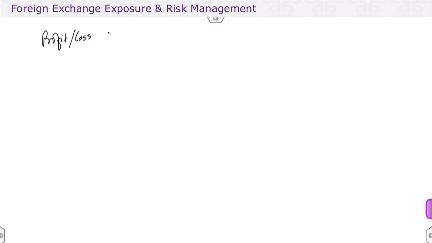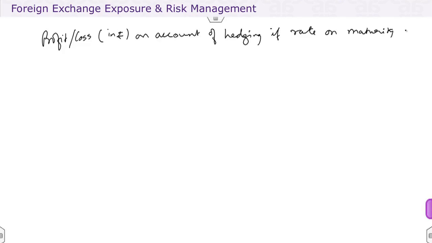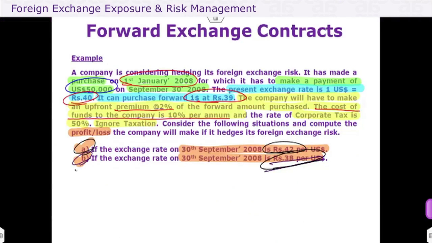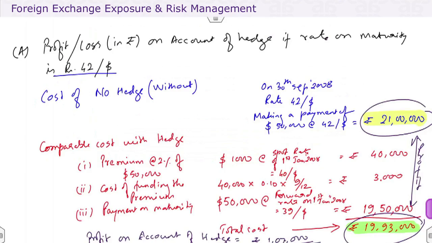Profit or loss in rupees on account of hedging, if the rate on maturity is rupees 38 to a dollar. Okay, the B part of the question, rupees 38 to a dollar. Okay, so this is your B part.